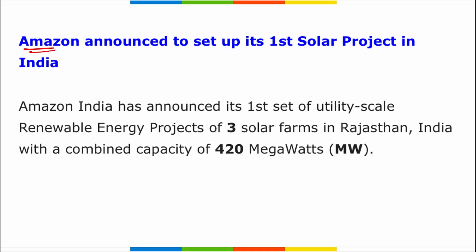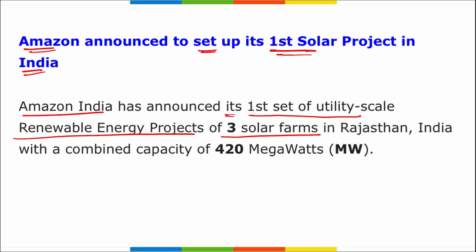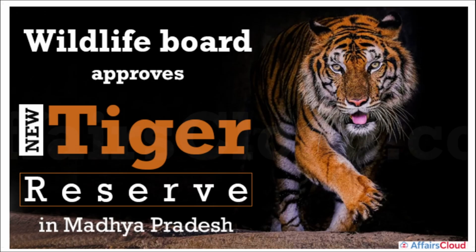Next, Amazon. Amazon has announced to set up its first solar project in India. I repeat, Amazon India has announced its first set of utility scale renewable energy projects, 3 solar farms in Rajasthan, India, with a combined capacity of 420 megawatts. Important. Moving on, next news.